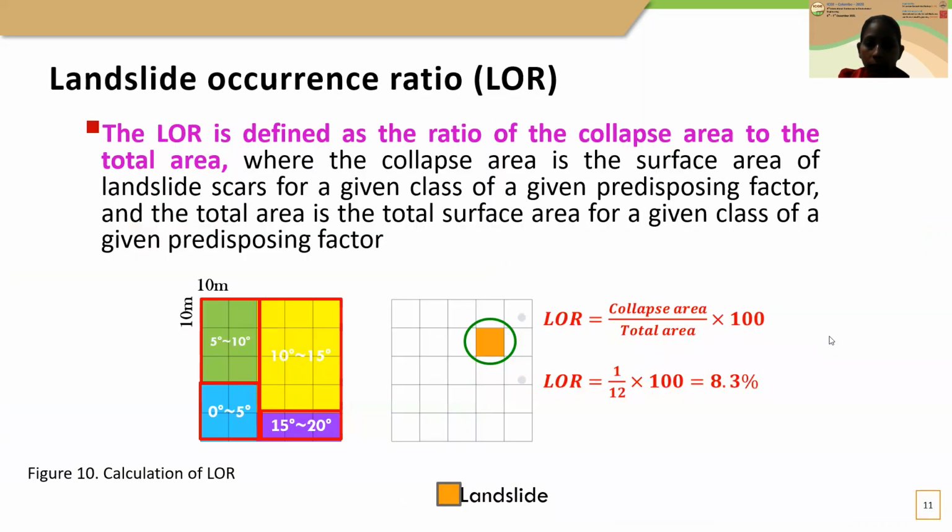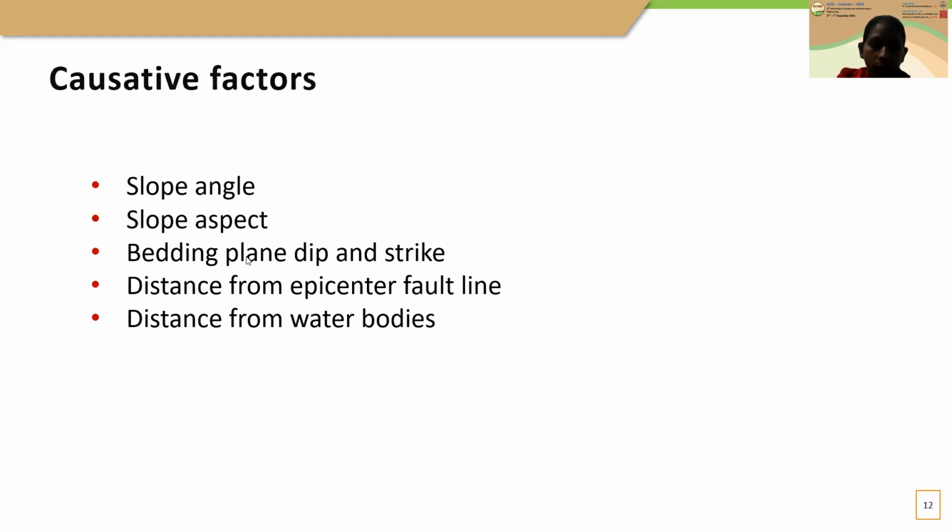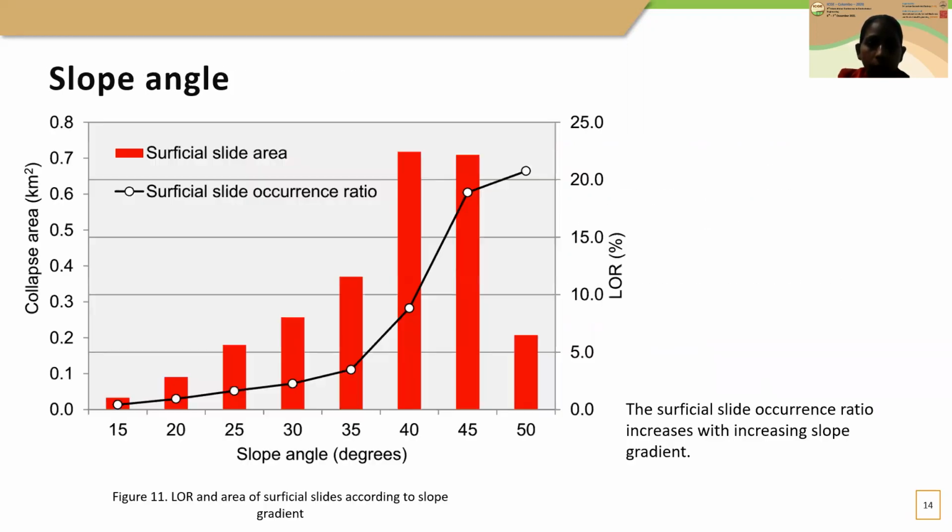So now let's see the definition of the landslide occurrence ratio. Simply, the landslide occurrence ratio is defined as the ratio of the collapse area to the total area. So these are the factors that I have used in this research work as causative factors. And now let me move to the results.